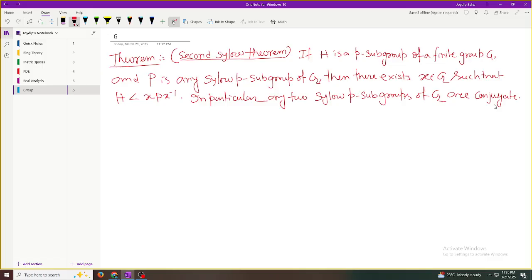So Sylow's second theorem tells more: if H is a p-subgroup and P is a Sylow p-subgroup, then H can be embedded as a subgroup of a conjugate of P. H is a subgroup of xPx inverse for some x. If H is in particular a Sylow p-subgroup, then it is equal.